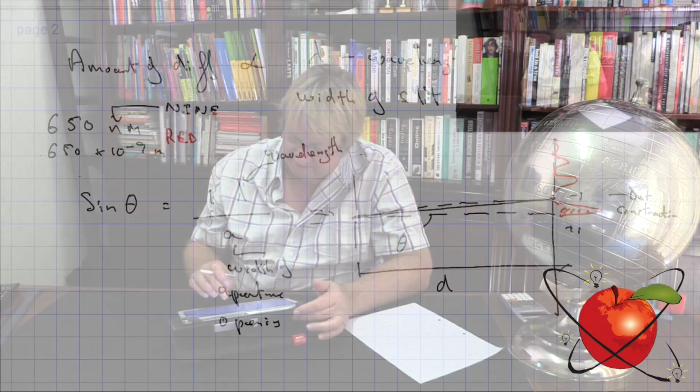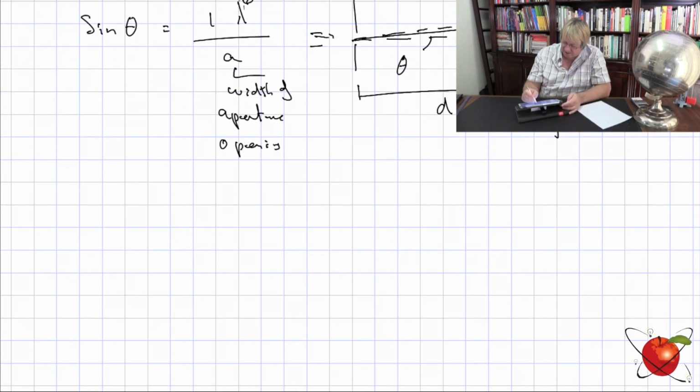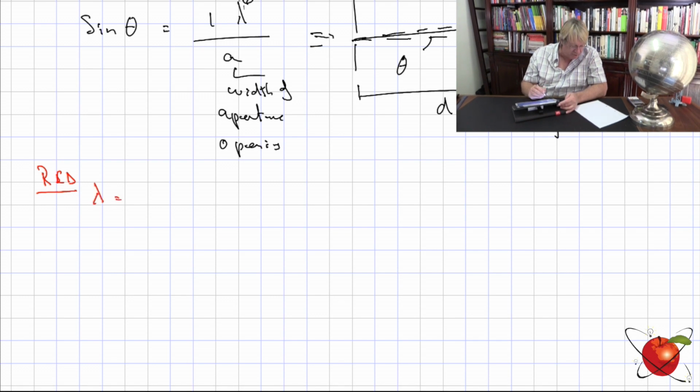So let's look at an example here. Let us take red, and we know lambda is equal to 650 nanometers, times 10 to the minus 9 meters. And let's take blue light over here like this, blue.